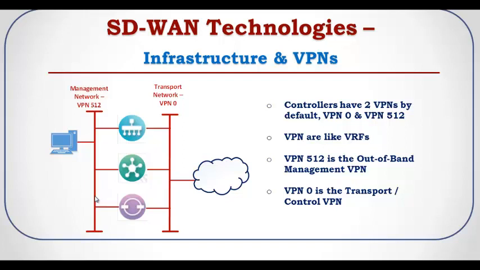There are 16-bit reservations for this VPN, so you can have 0 to 65535, in which VPN 0 is for the transport, the control VPN. VPN 512 is for the out-of-band management. Other than these two numbers, 0 and 512, you can use any other number for the tenants that you create.